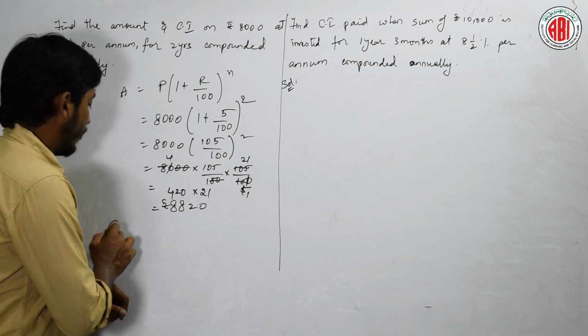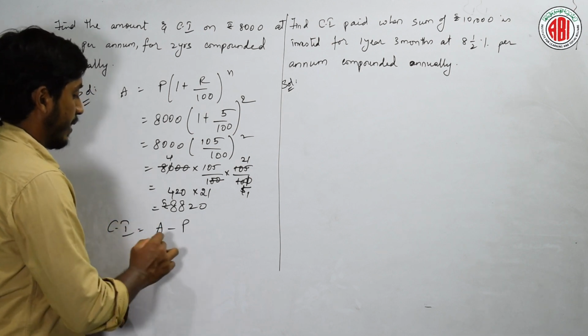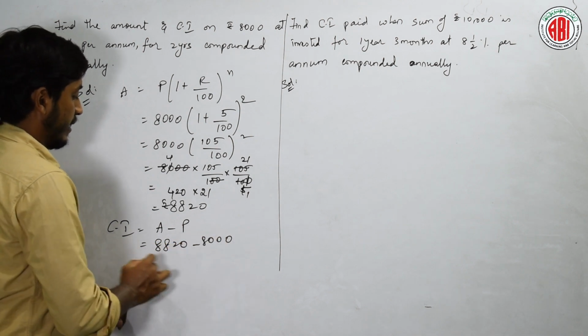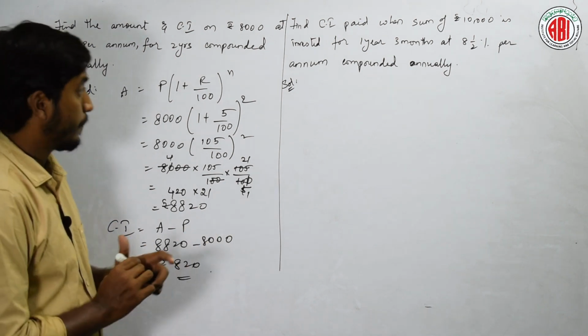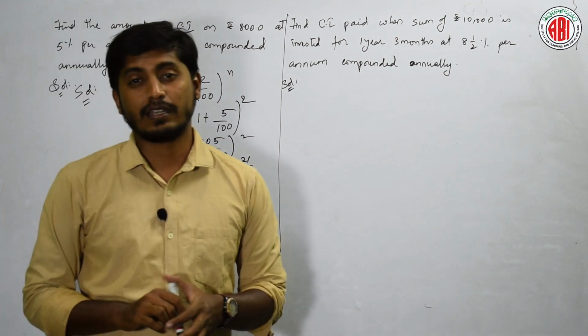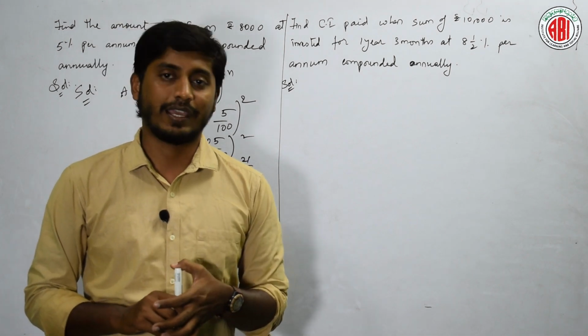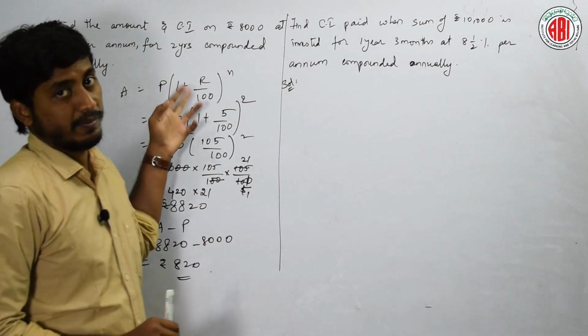Then what about compound interest? Compound interest is nothing but amount minus principal. 8820 minus 8,000. How much is it? 820 rupees. Clear? Did you understand? The only thing we have to remember is the formula of compound interest. Just remember this formula.